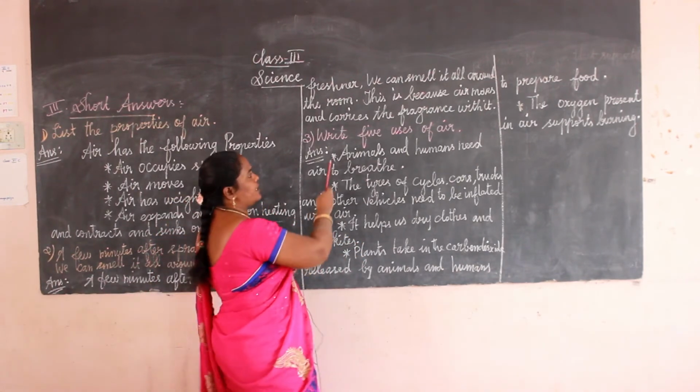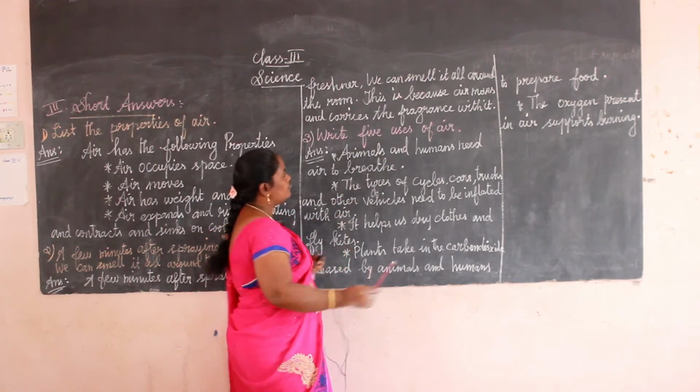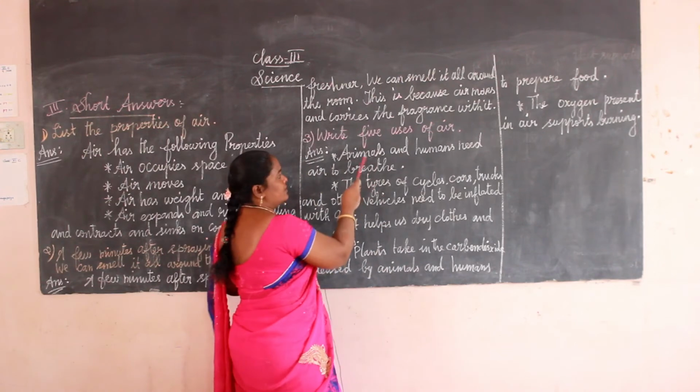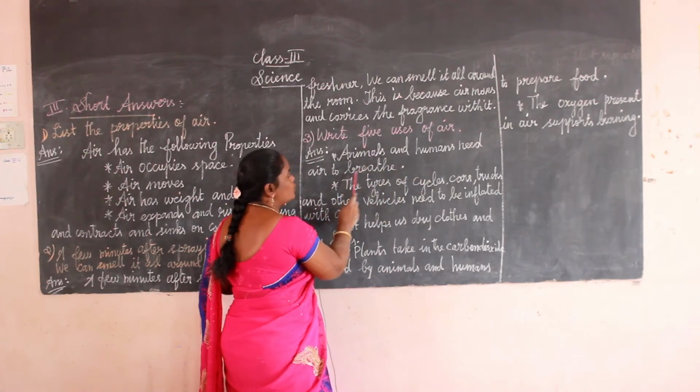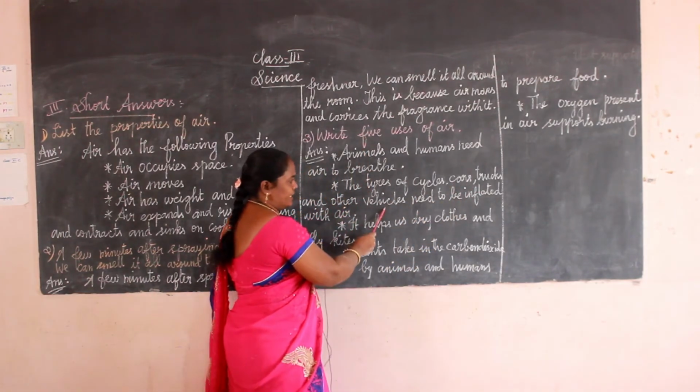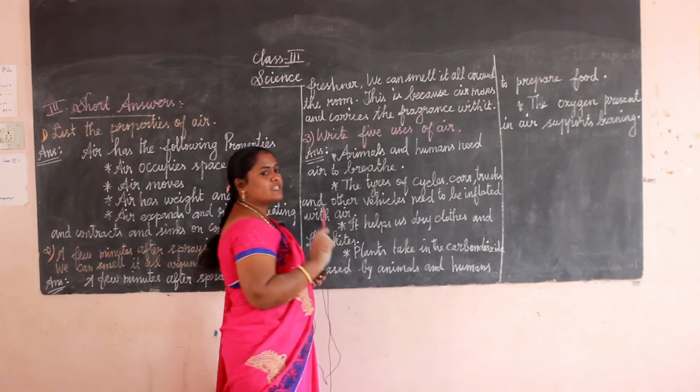And then write 5 uses of air. Animals and humans need air to breathe. The tires of cycles, cars, trucks and other vehicles need to be inflated with air.